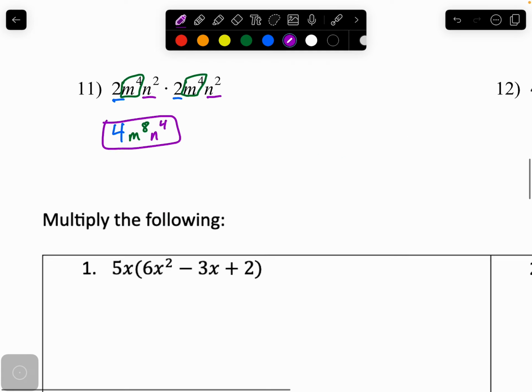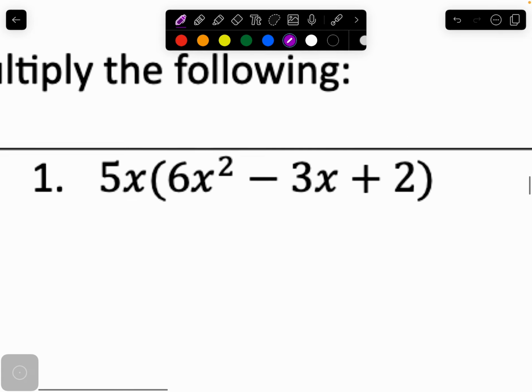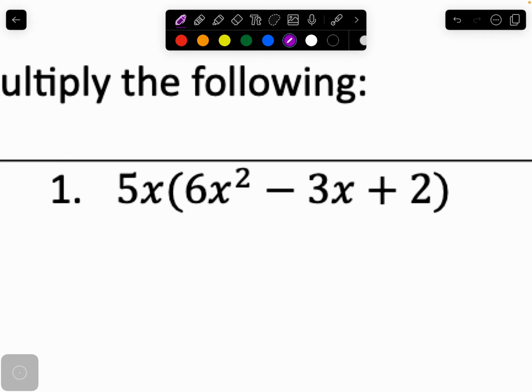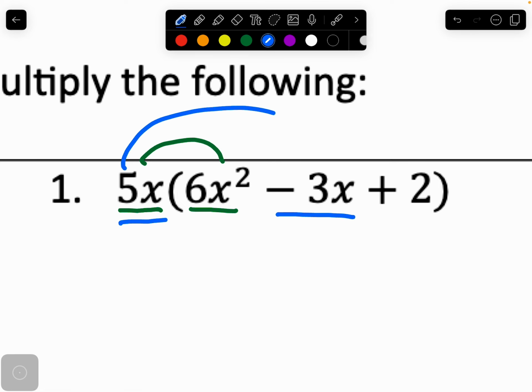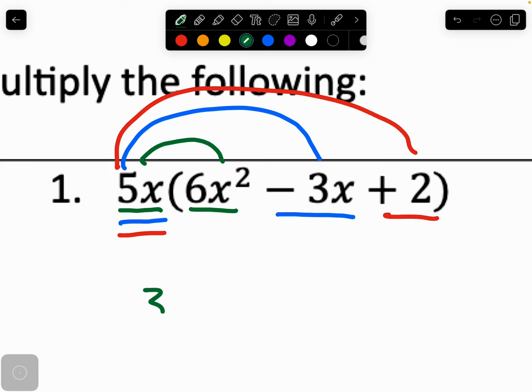So now we put it together. Look at number 1 here. 5x times all that in the parentheses. So I'm going to take this 5x and I'm going to match it up with this. So green with green. Then I'm going to go 5x with the -3x, blue with blue. Then I'm going to go 5x with the +2. So red with red. Okay? So same rules apply. Multiply the big numbers. 5 times 6 is 30.